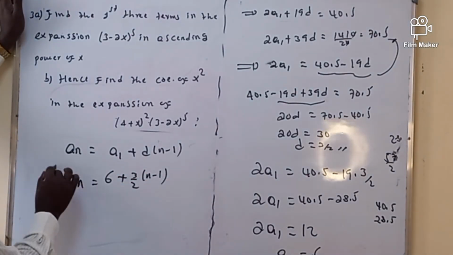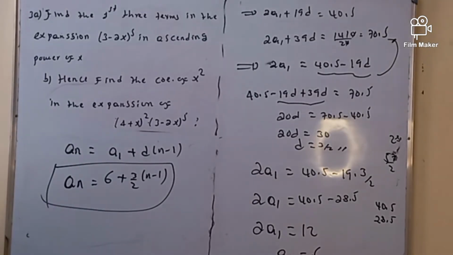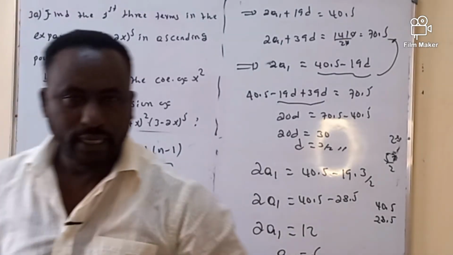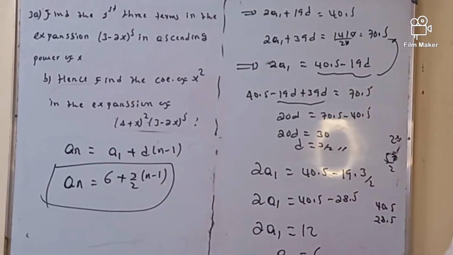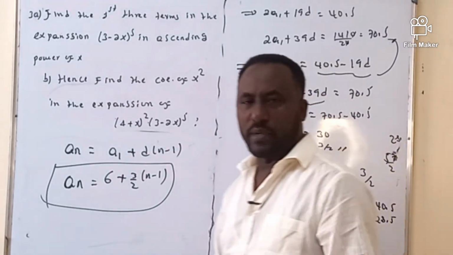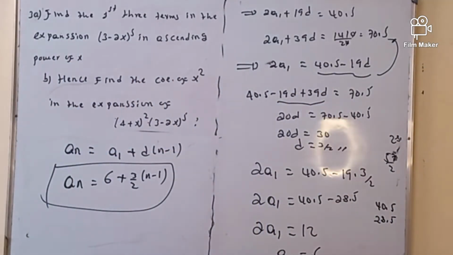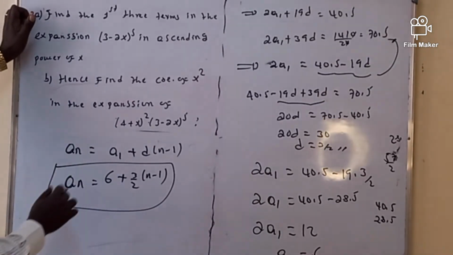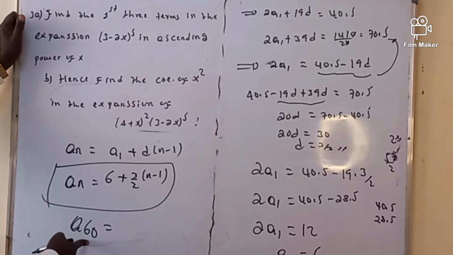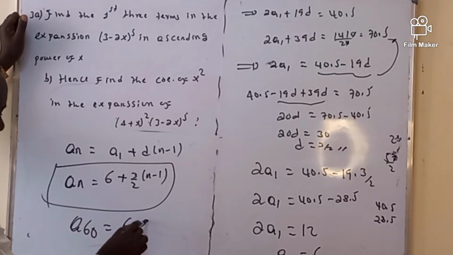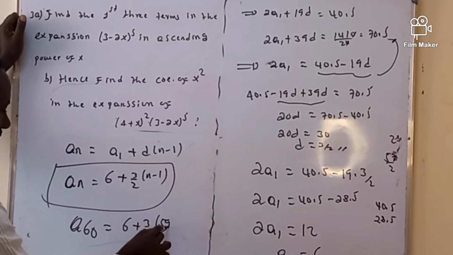Now this is the answer for an arithmetic progression, is that? So if this is the answer for an arithmetic progression, how are you going to find the 16th term for the sequence? That's over, is that? Then you can directly plug in 16. The 16th term for the sequence, a 16, is going to be 6 plus 3/2 into 59.